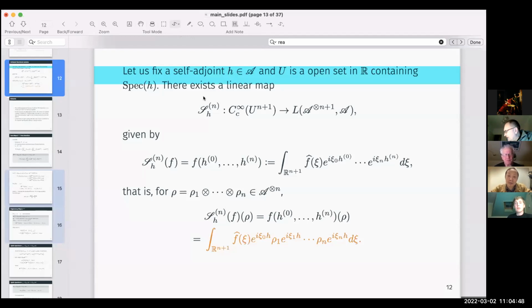So first, maybe Alain was right about this minus. Let me try to write. Okay, so let's keep it. No, Young's correct. Okay, good. So unfortunately, no.